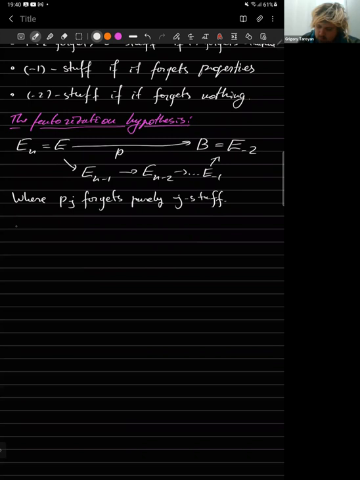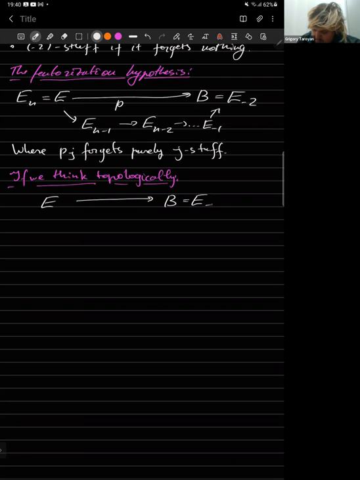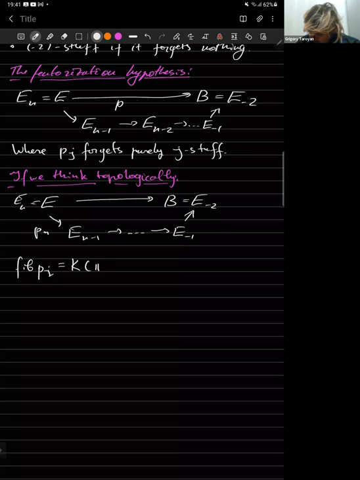So if we think topologically, we get the following picture. So, of course, the diagram remains the same. But the meaning of those maps is somewhat different. So the fiber of PI is the following space. And so, yeah, that's the topological picture.